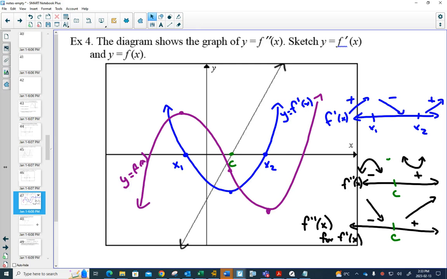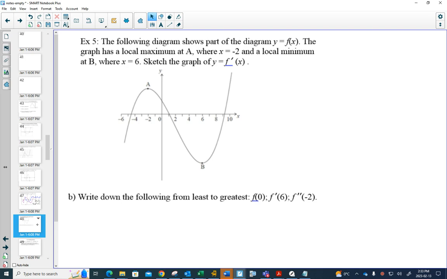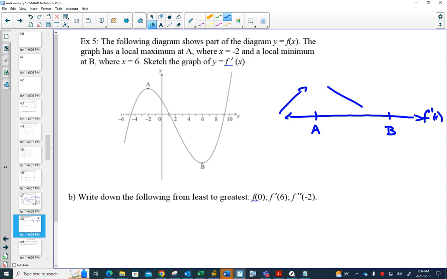And so here our next example is very much like that. The following diagram shows part of the diagram of f of x. We have a local maximum at A where x is -2, a local minimum at B where x is equal to 6. Let's sketch the graph of the derivative. So if I do my number line for my derivative, right, here's f prime of x, I would know that at point A and point B, that's where my derivative would equal 0, because that's where I have a maximum and a minimum. I know from the graph that my original graph is increasing, then decreasing, then increasing. So that tells me my derivative had to have been positive, then negative, then positive.